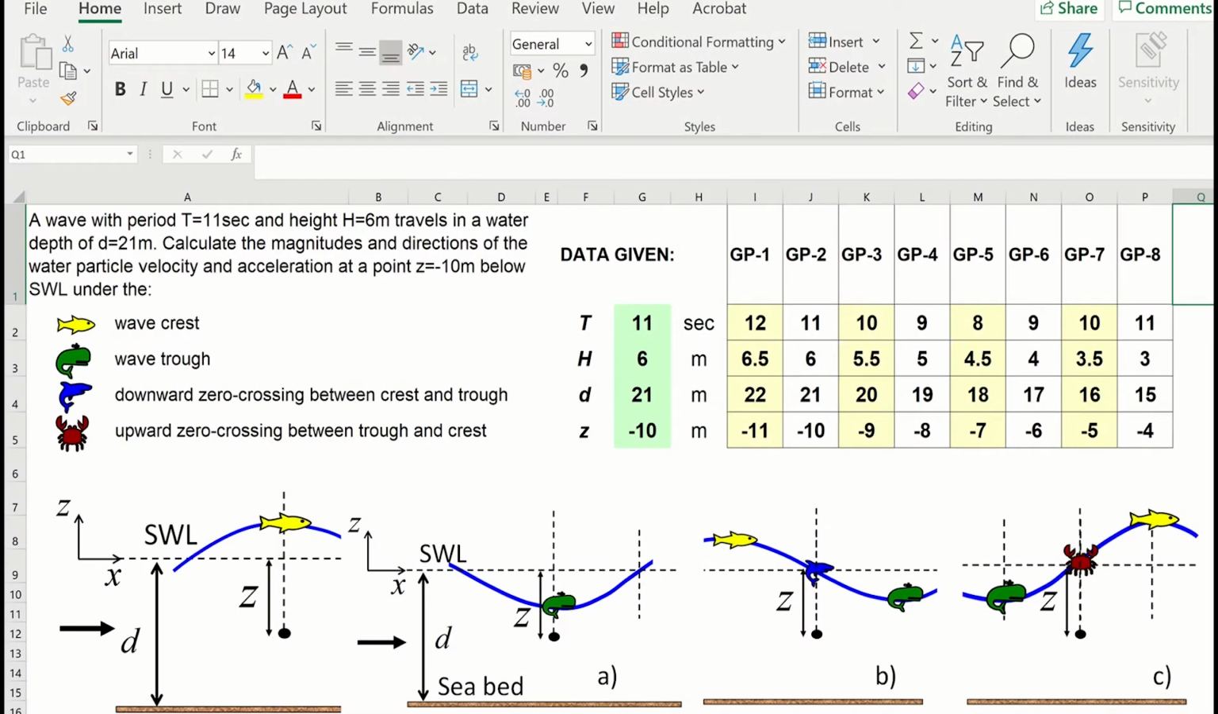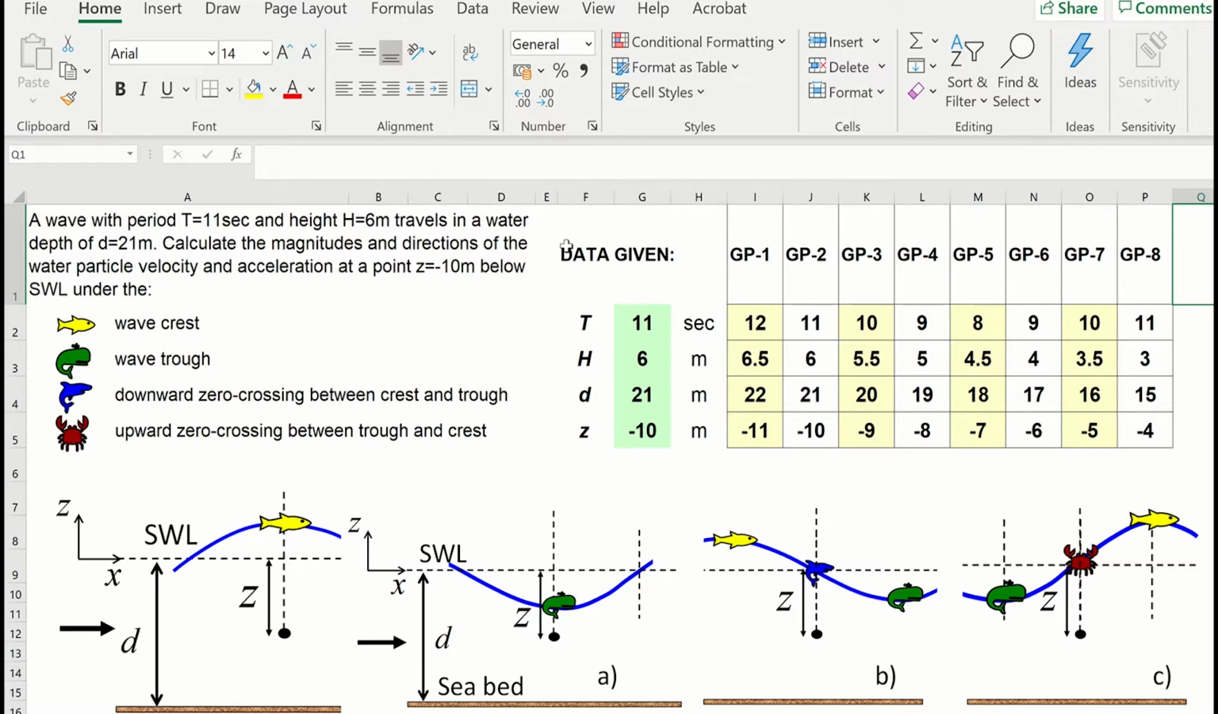In this video, I will calculate instantaneous water particle velocities and accelerations at a point below still water level. I will do these calculations in Excel and will create a dynamic spreadsheet where if I change the input data, all the calculations and my graphs are updated automatically. For example, this could be useful if I want to give different sets of data to different student groups or to different students. First, I will start with describing the problem, then I will describe the methods used, and after that I will do calculations in Excel.